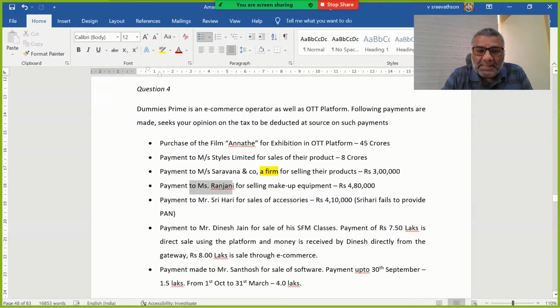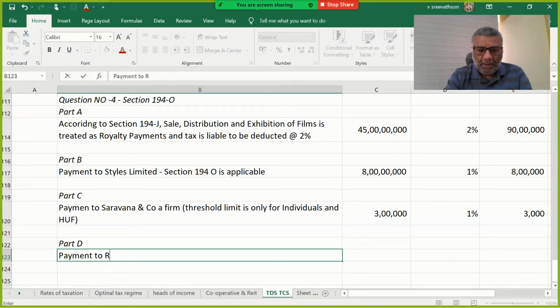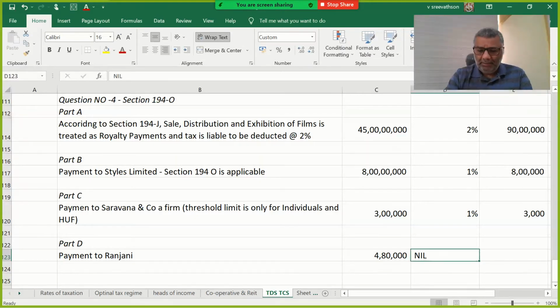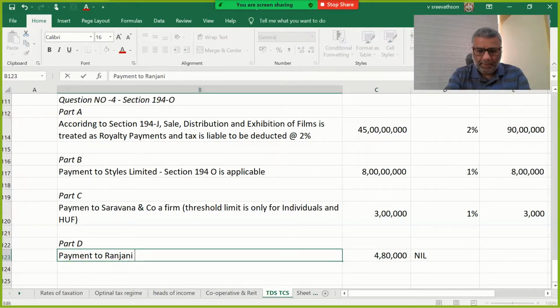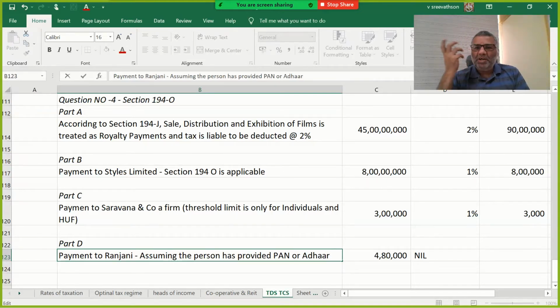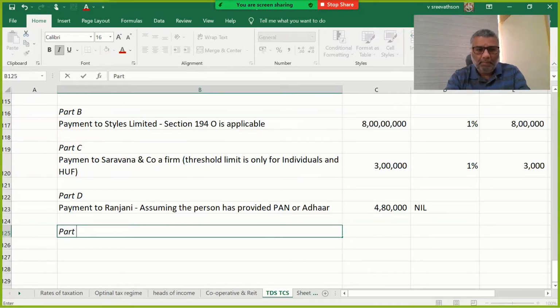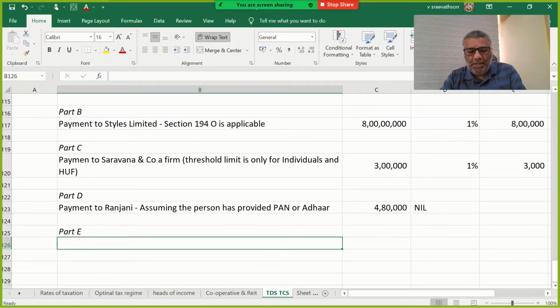Payment to Miss Ranjini. So it is an individual, for selling makeup equipments, 4,80,000. Okay, nil. Assuming the person has provided PAN or Aadhaar, the rate is nil because it has not exceeded the threshold. Threshold limit is for individuals and HUF.